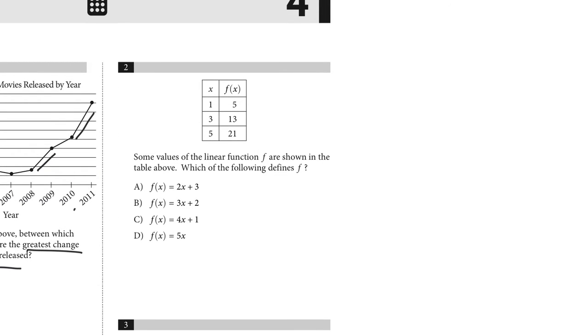Second one, x and f(x), so y. Some values of the linear function f are shown in the table above. Which of the following defines f? 2x plus 3, so if x is 1, that would be 5. Yeah, that does make sense. But for 3, that would be 6 plus 3, that wouldn't make sense. For B, for 1 it does make sense, but for 3, 3 times 3 plus 2 would give 11, doesn't make sense. This is definitely wrong, so we just have C left.